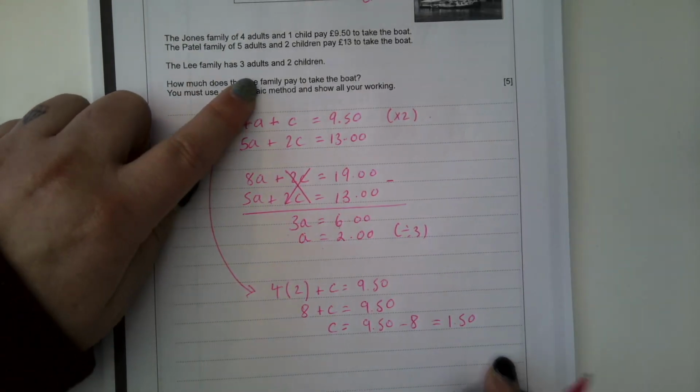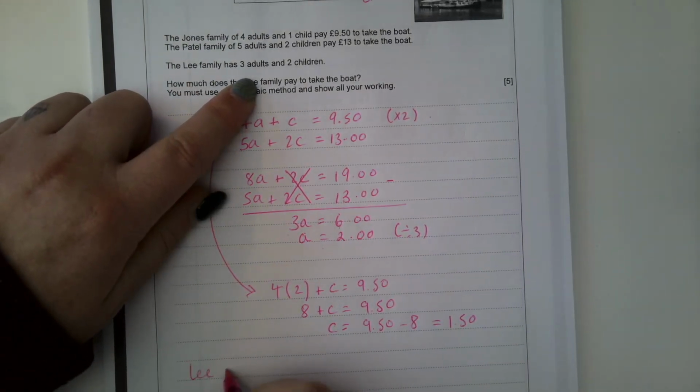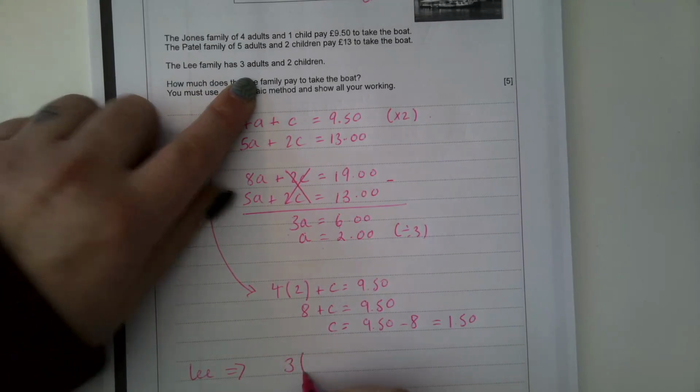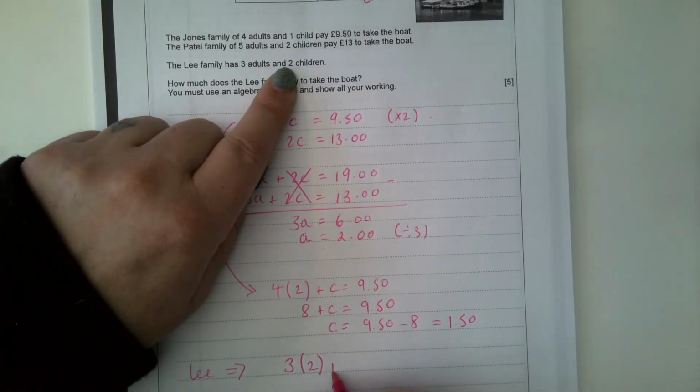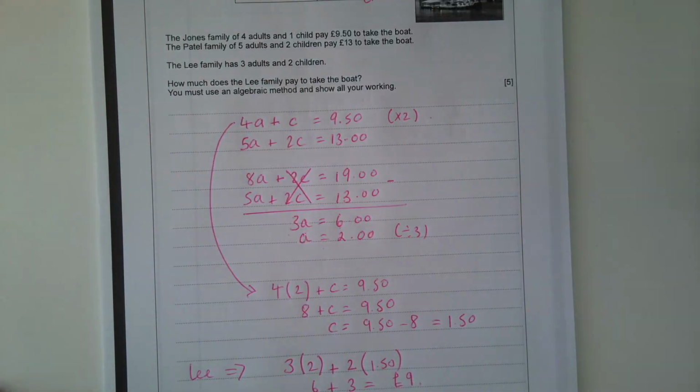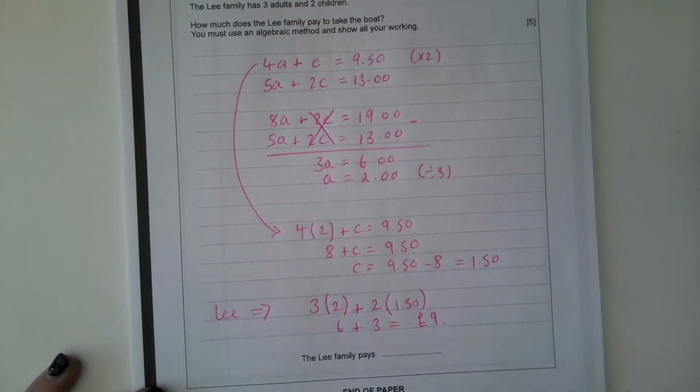So the Lee family has 3 adults. So 3 times that £2 that we've worked out. And they have 2 children, so 2 times £1.50, which is 6 plus 3. So it's going to cost them £9. So the Lee family pays £9.